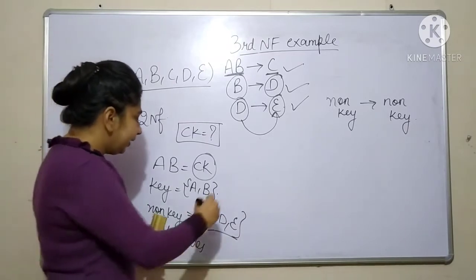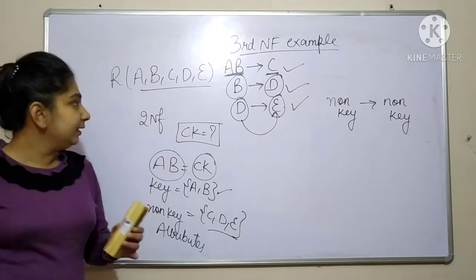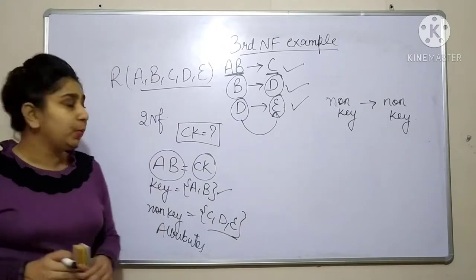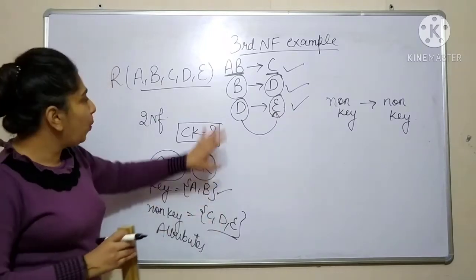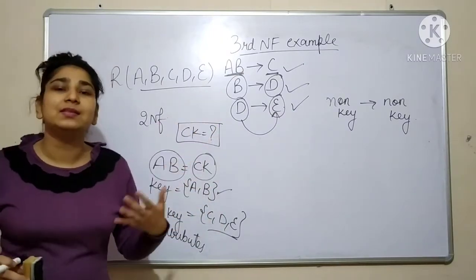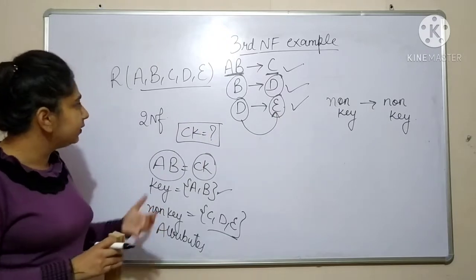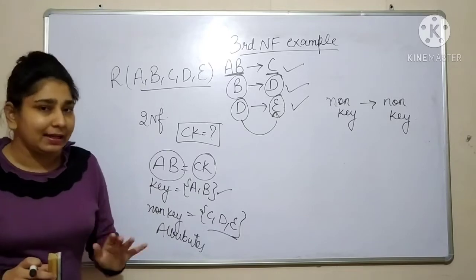Okay, so A and B is my candidate key. Now what do we have to check? We have to check whether our relation is in the second normal form or not. AB is my candidate key.